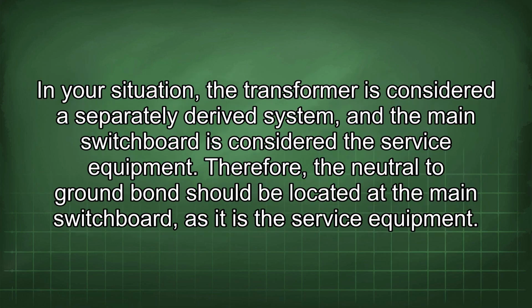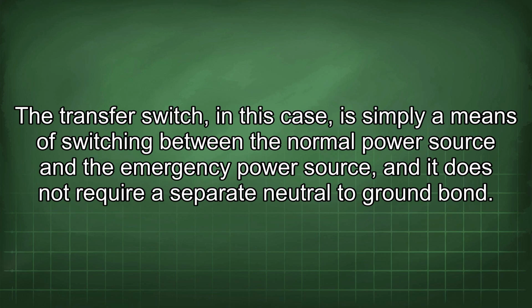In your situation, the transformer is considered a separately derived system, and the main switchboard is considered the service equipment. Therefore, the neutral to ground bond should be located at the main switchboard, as it is the service equipment. The transfer switch, in this case, is simply a means of switching between the normal power source and the emergency power source, and it does not require a separate neutral to ground bond.